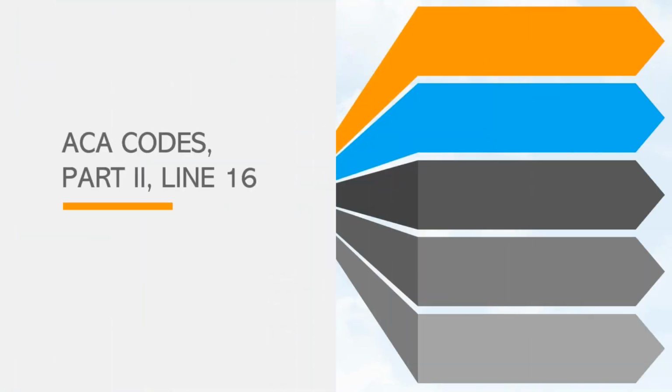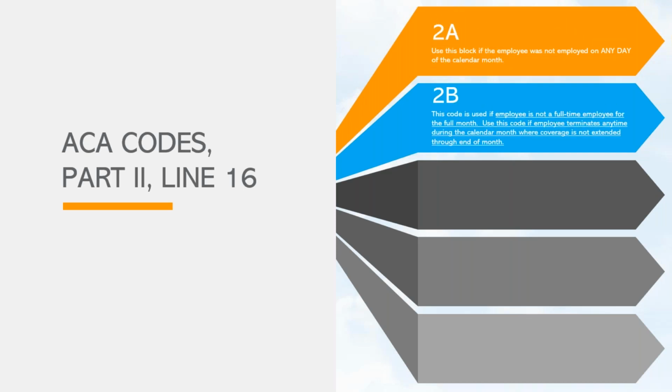Okay, let's look at line 16. That's the one below that asks what happened? Why did they not elect coverage, or why did they elect coverage, or if they did? 2A is the code that you use if the employee was not employed on any day of the calendar month. So you'll often see 1H and then 2A. The employee was not employed on any day of the calendar month.